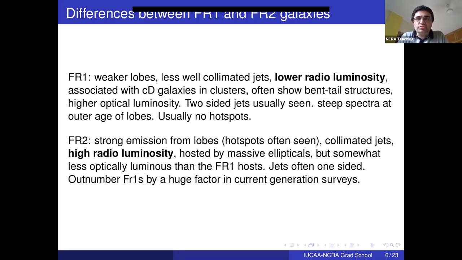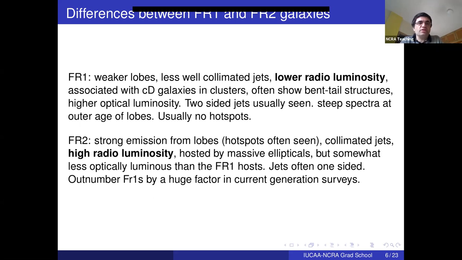Okay. So now coming back to FR2 galaxies, they have very strong emission from lobes and hotspots are often seen. They have well collimated jets. And as we shall see in a few minutes, these jets can extend to very, very large distances. They have a higher radio luminosity. They're hosted by massive ellipticals, but their hosts are somewhat optically less luminous than the FR1 hosts. And they're usually not cD galaxies. They're elliptical galaxies, but these are elliptical galaxies in groups or in less dense environments than what you see for the FR1 hosts.